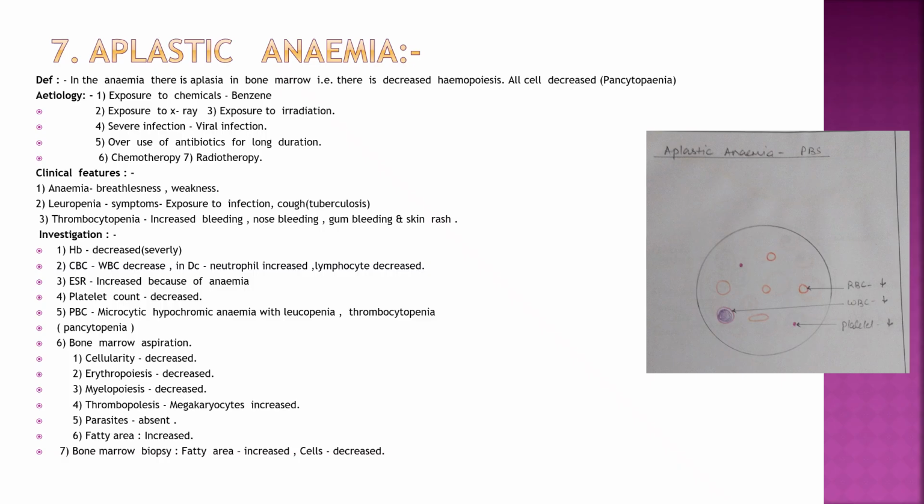So in that cellularity is decreased, and erythropoiesis, myelopoiesis and thrombopoiesis are decreased, while megakaryocytes show an increase. Then a bone marrow biopsy can be done for confirmation after bone marrow aspiration. So in that the fatty area is increased and cells are decreased.